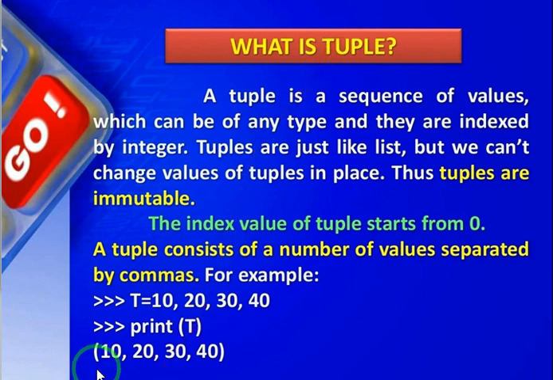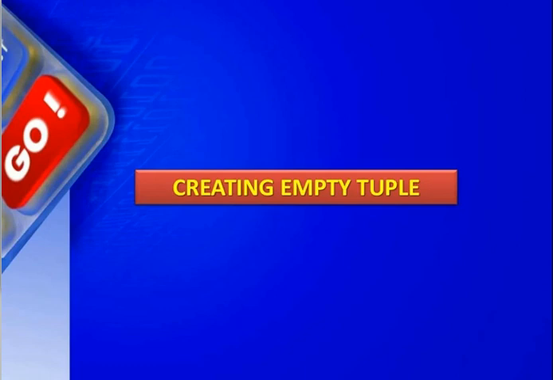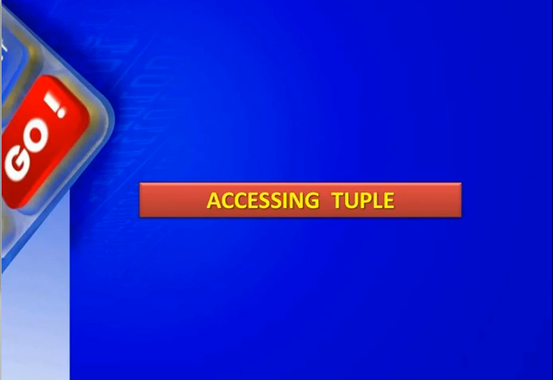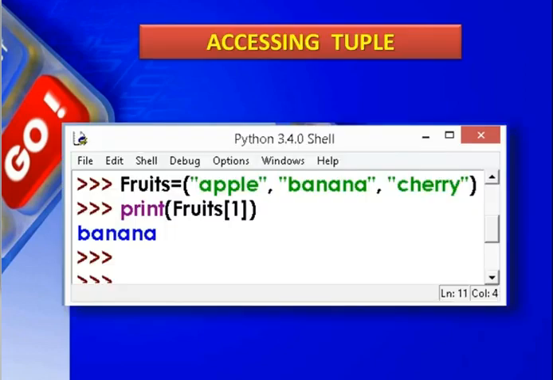So, one example is right here: 10, 20, 30, 40 are separated by commas, and these brackets are used to show tuples. Now, creating empty tuples. One way of creating one is by typecasting, or just writing tuple right here.